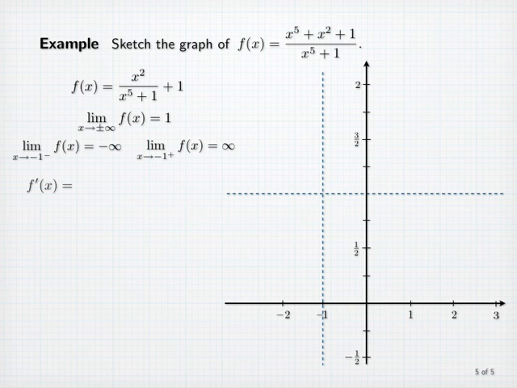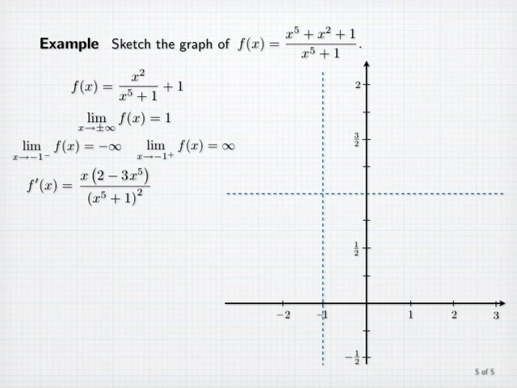Now let's compute the derivative. F prime of x, using the quotient rule, will be a fraction whose denominator is x to the fifth plus 1, squared. The numerator will be the derivative of x squared, 2x, times the denominator x to the fifth plus 1, minus x squared times the derivative of x to the fifth plus 1. The numerator simplifies to 2x minus 3x to the sixth power, which then factors to give us x times 2 minus 3x to the fifth, all divided by x to the fifth plus 1 squared.